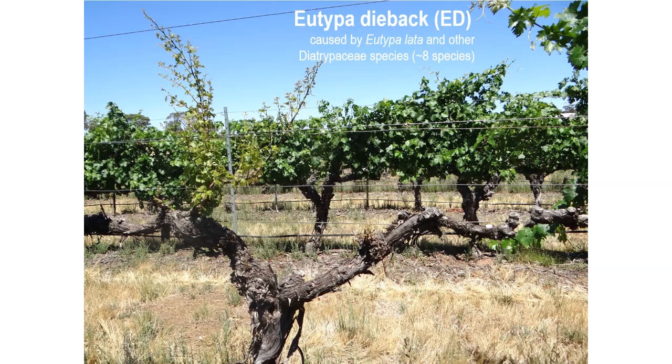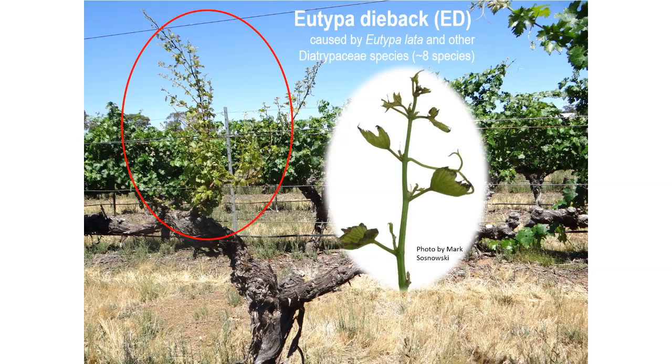So this is a vine affected by Eutypa dieback. And as you can see, the cordon or the arm on the right side has died back. But on the left, if you look at this, the shoots are severely stunted. And if you look at this closely, the leaves are usually distorted and yellowing, and the internodes are very short. And if these shoots produce berries, they're usually very small and poorly developed.